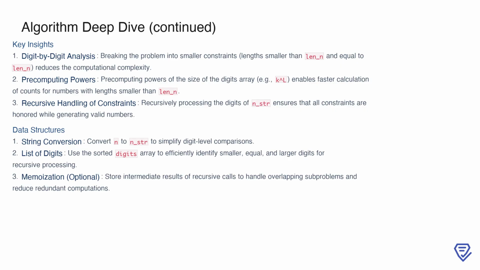To support these calculations, we rely on specific data structures. Converting n to n_str simplifies digit-level comparisons, while the sorted digits array allows us to efficiently identify smaller, equal, and larger digits during recursive processing. Optional memoization can also be used to store intermediate results of recursive calls, especially when overlapping subproblems arise, further reducing redundant computations and improving performance.